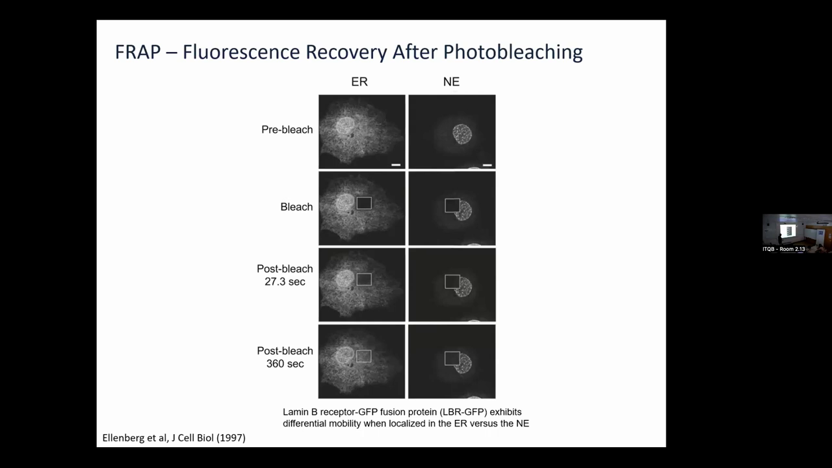But we can just see, and this is one of the very first papers showing FRAP in live cells with GFP labeled proteins, in this case, lamin B receptor fusion proteins. Noticed by this very elegant experiment by Jan Ellenberg in 1997, that looking at the lamin B, when photobleaching is performed in the cytoplasm, we have full recovery. So lamin B is fully mobile in the cytoplasm. But when you bleach parts of the nuclear envelope here, you don't have a recovery. So the lamin B receptor exhibits different mobility when it's just localizing to the ER or when it's already part of the nuclear lamin, where it's immobile. And you can see this just from a FRAP experiment.